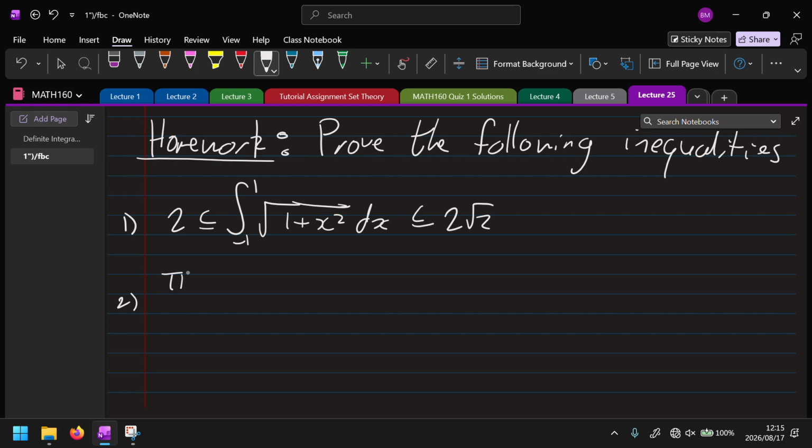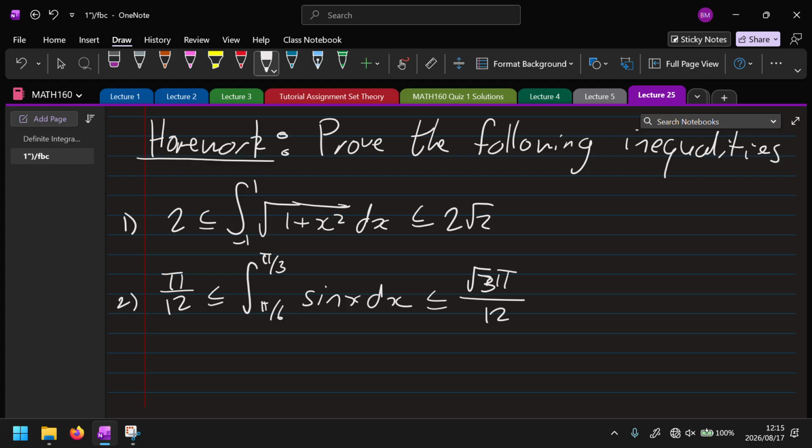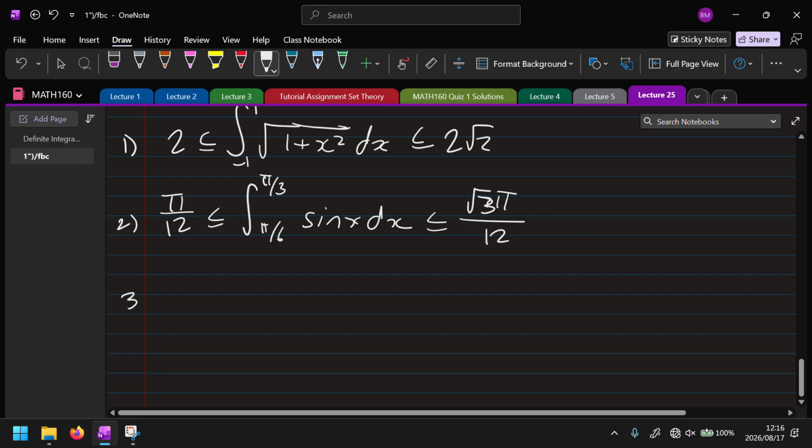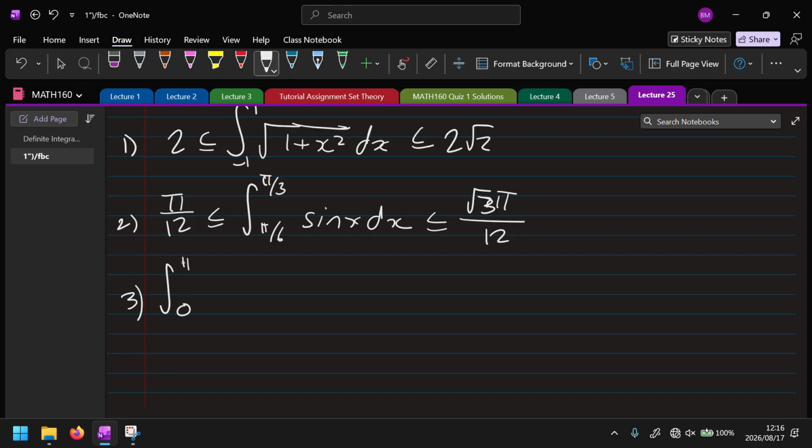So number 2, we have pi over 12 is less than or equal to the integral from pi over 6 to pi over 3 of sine x dx, less than or equal to root 3 pi over 12. Again, you can think about which property that's going to be. Number 3, the integral from 0 to pi over 2 of x sine x dx is less than or equal to pi squared over 8.